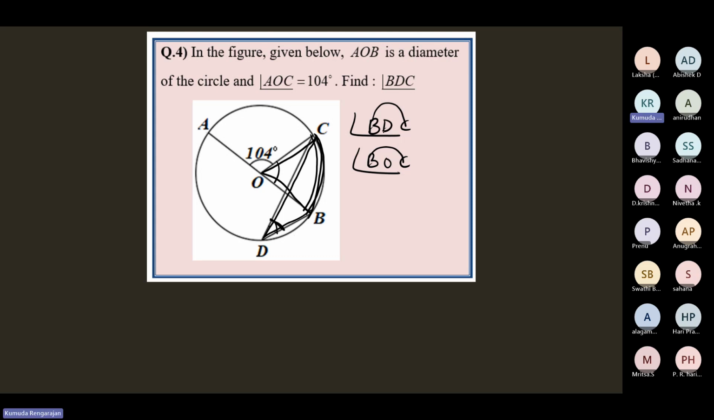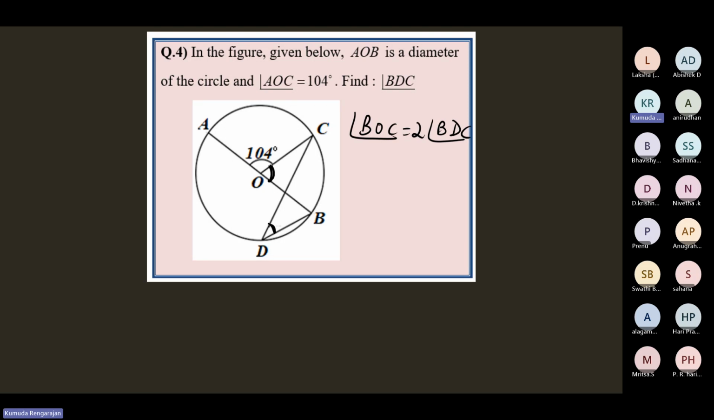So you can see here arc BC subtends an angle at the point D on the circumference. The same arc BC subtends angle BOC at the center O. And we know that by the theorem, the angle at the center is double the angle on the circumference made by the same arc. Okay, so we have angle BOC equals twice angle BDC. BDC is this angle. BOC is this angle.